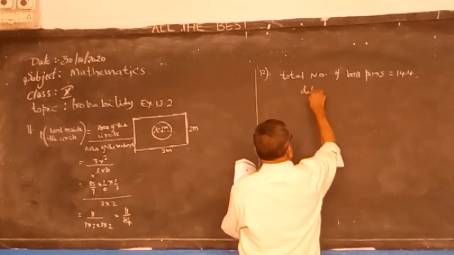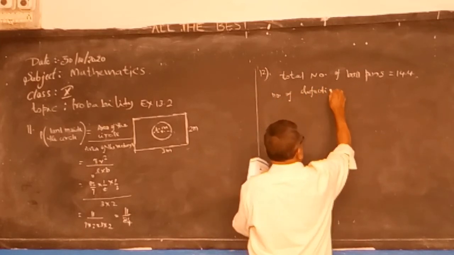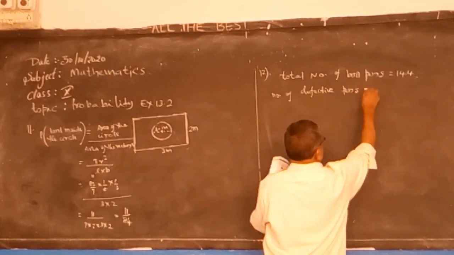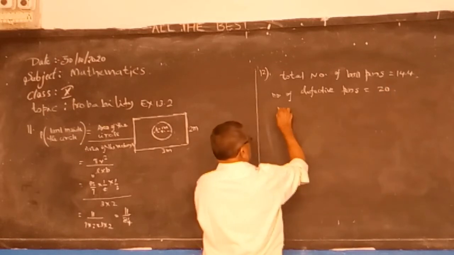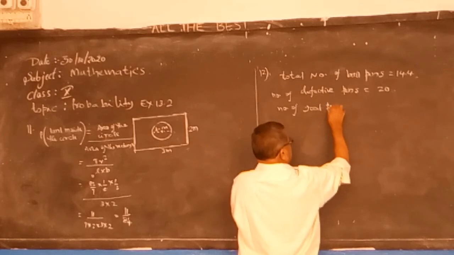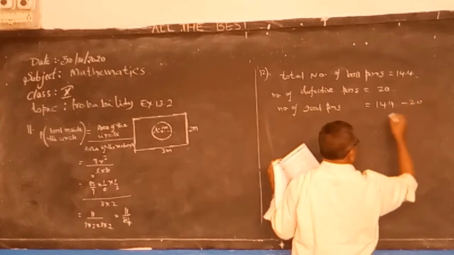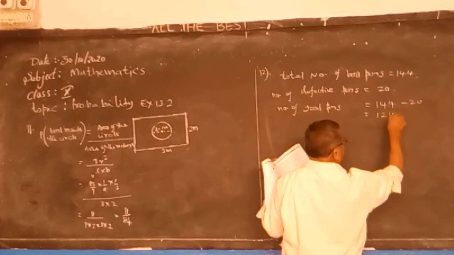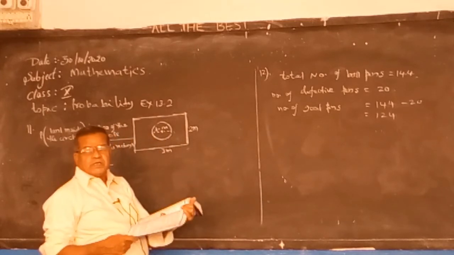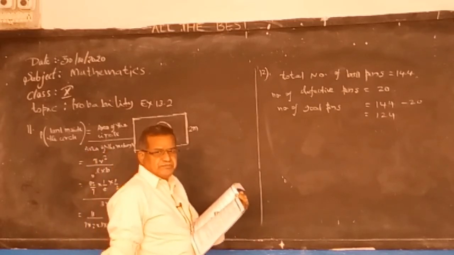Number of defective pens: 20. Number of good pens is 144 minus 20, which is 124. So this is the data given in the problem. This is an event.